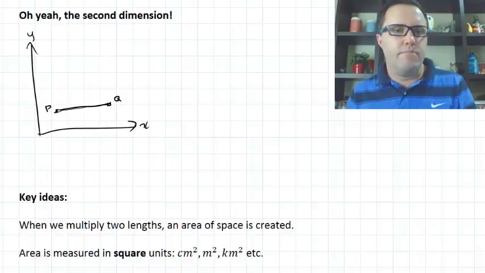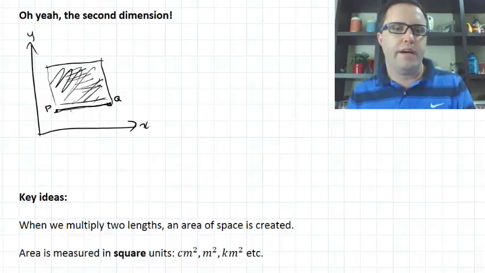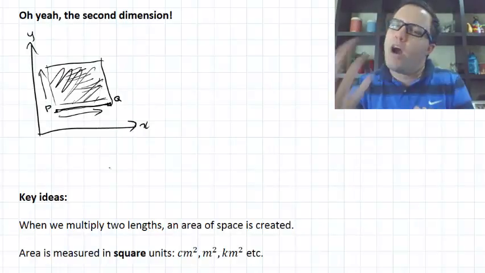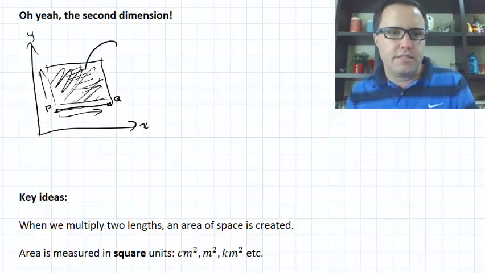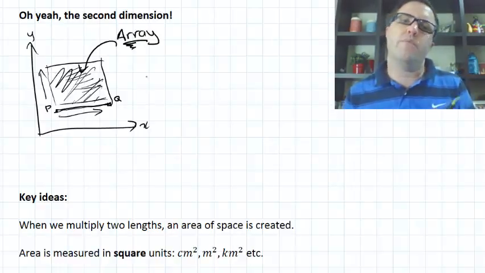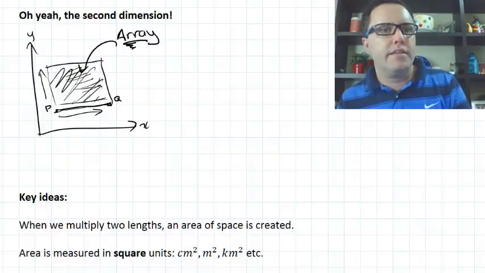Now, if we get this length and multiply it by some other length up here, we get that line repeated, and you can kind of see that now we've got an area, okay? So that's our 2 dimensions. So we've got a length going this way and a length going that way now, okay? And that's how we get these areas. And this is something called an array, okay? So you can kind of see where we get our word area from anyway.